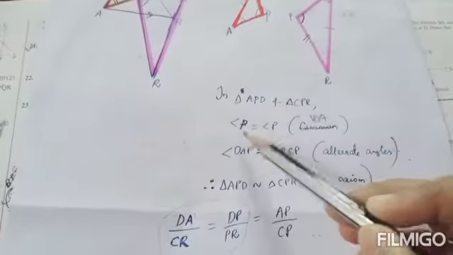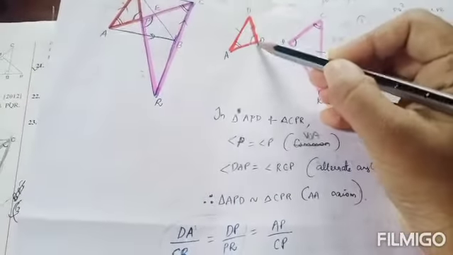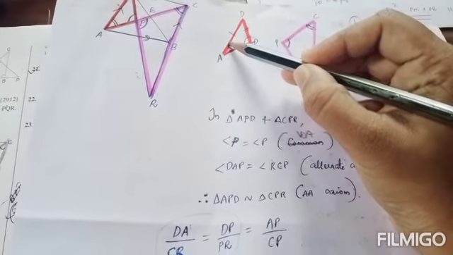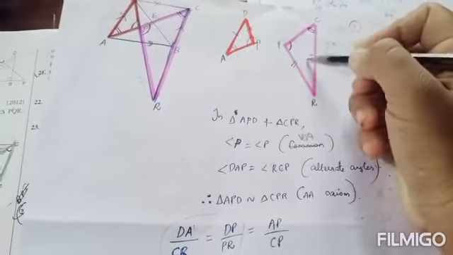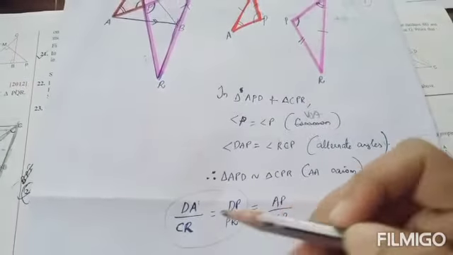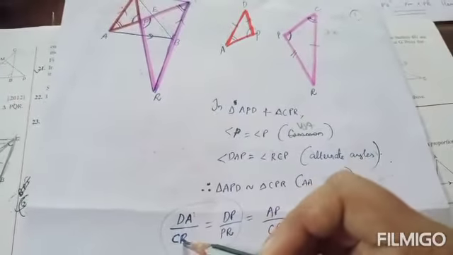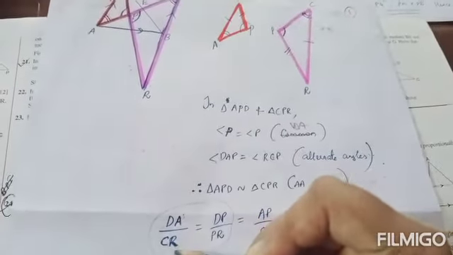Let us take angle P equals angle P first. The side opposite to angle P in the first triangle is DA. In the second triangle it is CR. So you can write the ratio DA by CR. These two are corresponding sides, so we can write their ratio DA by CR.